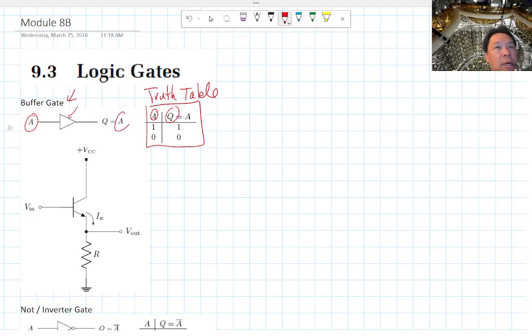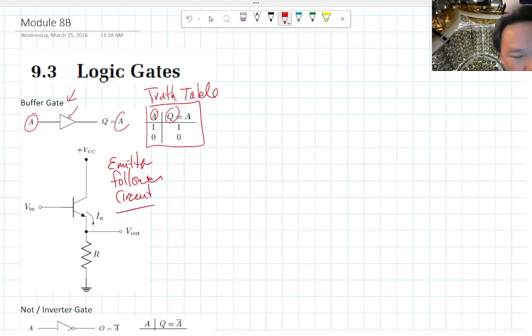Basically, the circuit that makes this is a transistor and one resistor. So you can make this very small, very cheap. As you remember from chapter 4, this is actually the emitter follower circuit, because whatever Vin is, Vout is going to be the same.